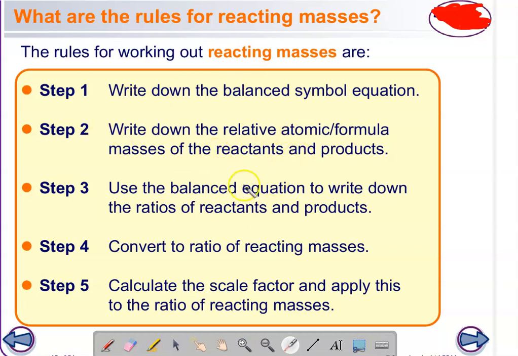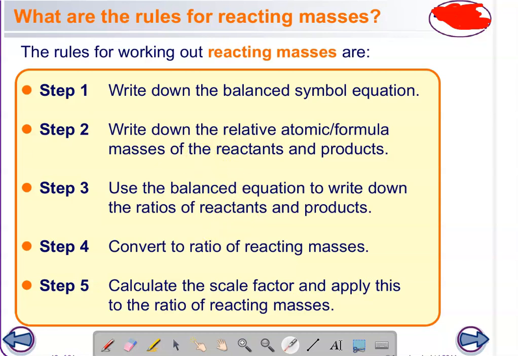The first step is to write down the balanced symbol equation, and then in the second step write down the relative atomic or the relative formula masses of the reactants and the product. Next step, use the balanced equation to write down the ratios of reactants and product, and then convert to the ratio of the reactant masses, and then calculate the scale factor and apply this to the ratio of the reactant masses. These are the steps that you have to go through.